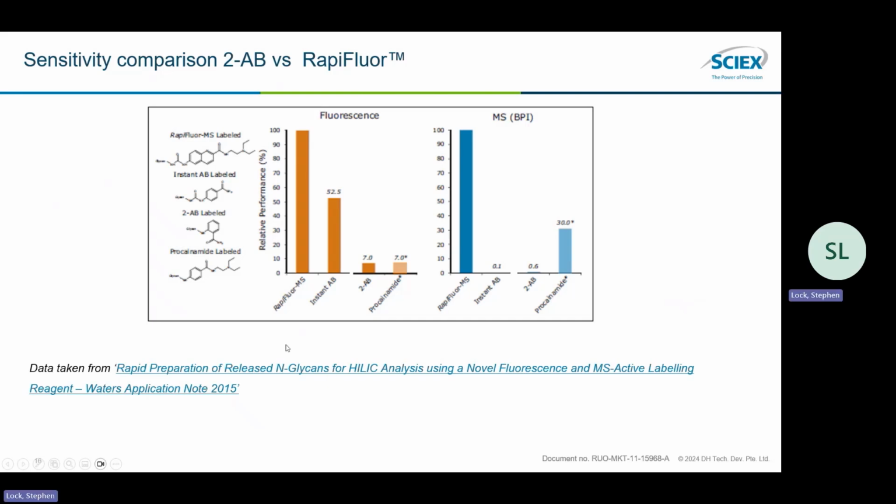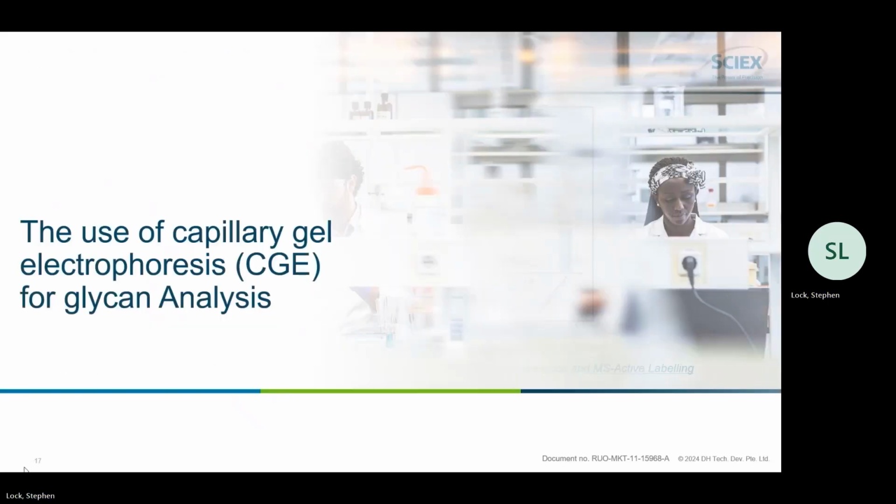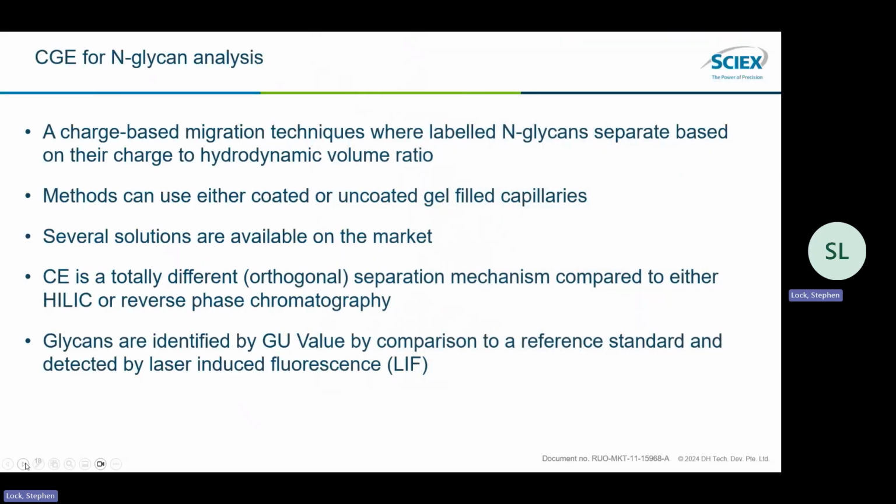And again, this information was pulled from an application note which was written back in 2015. So why do people want to investigate and use capillary gel electrophoresis instead of HILIC for this analysis? Well, there are some benefits of using CGE, or capillary gel electrophoresis. And for the next 5, 10, 15 minutes, I'll go through some of these benefits.